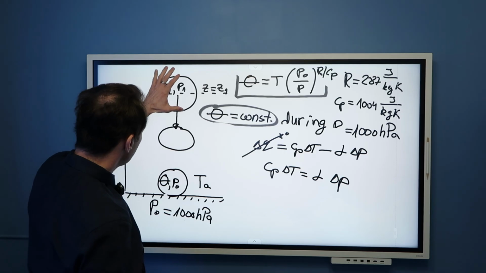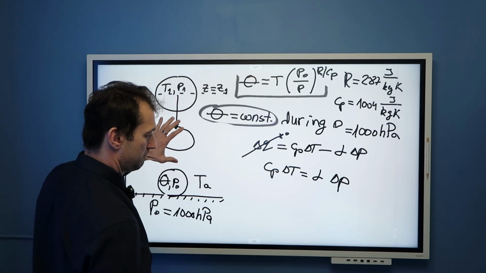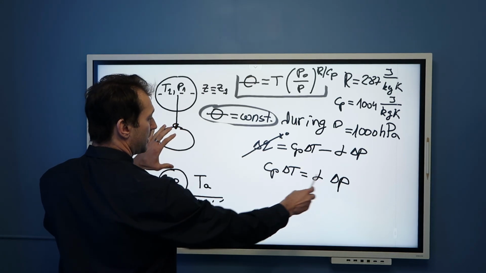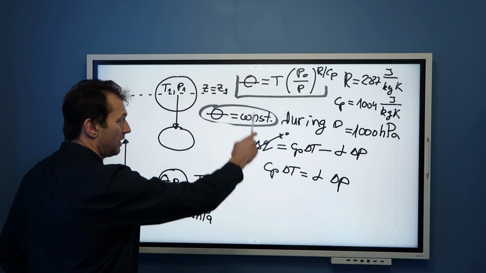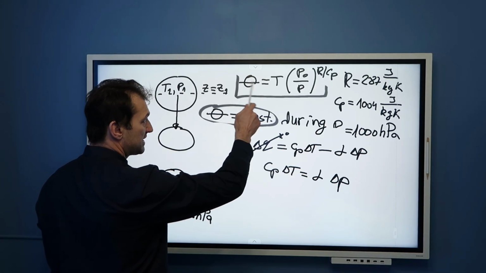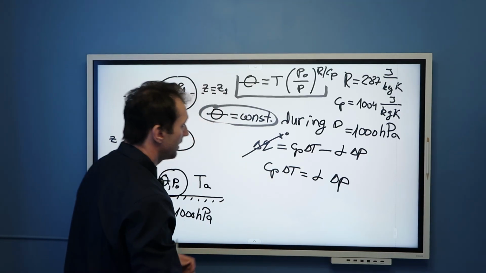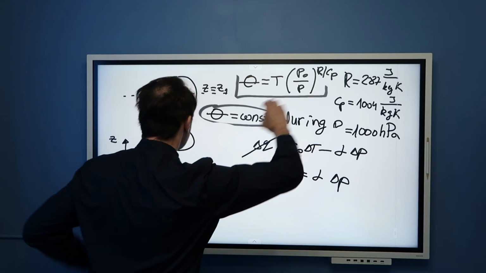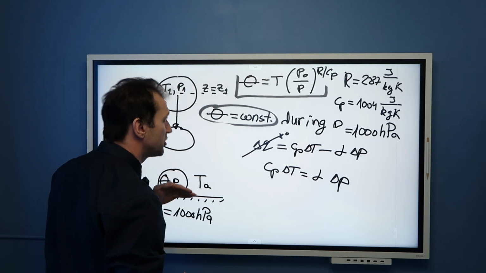Look, as we are lowering this parcel of air, pressure is increasing. That means temperature is increasing. Well, potential temperature is temperature that accounts for this relationship. As you can see, it accounts for the change of pressure in this parcel of air. Yes, the parcel of air will change pressure.